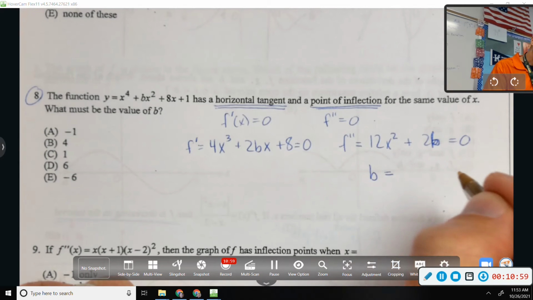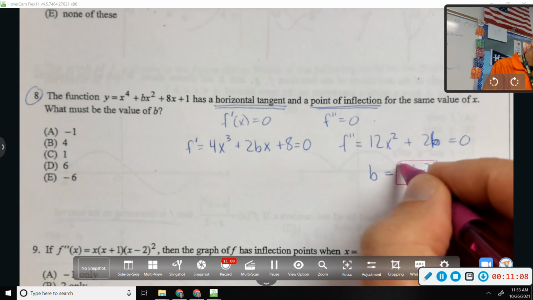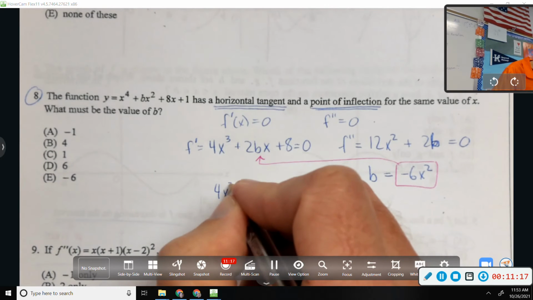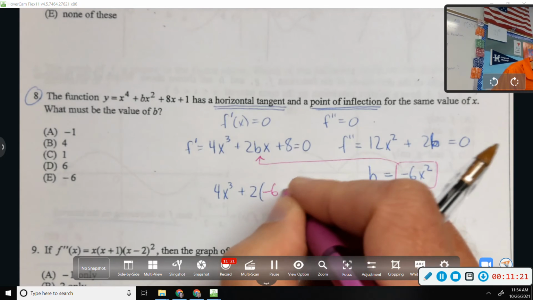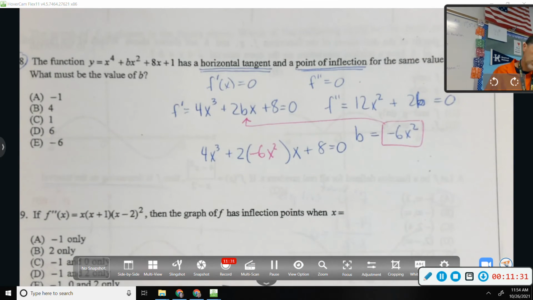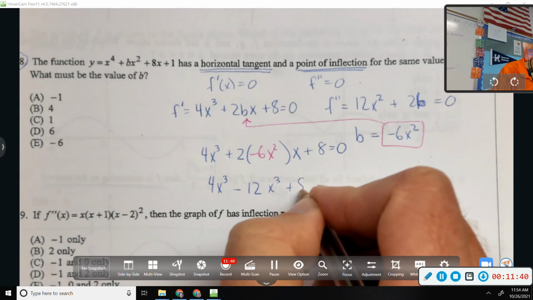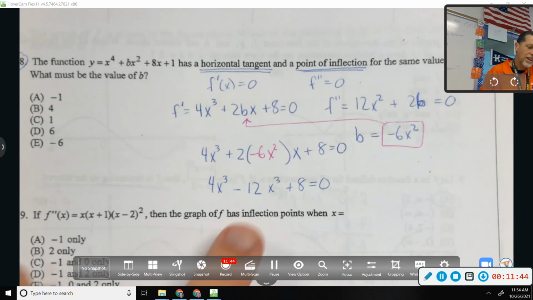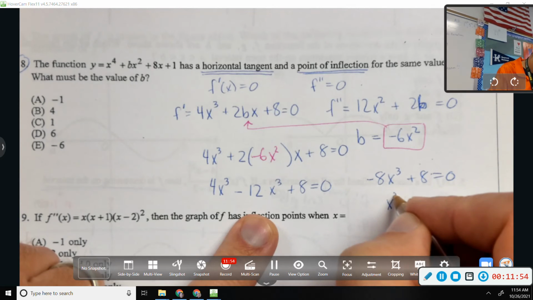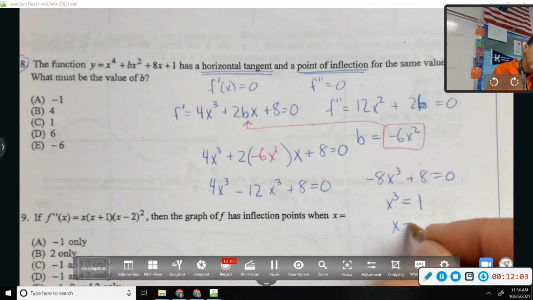Let's instead solve for b. b would be negative 6x squared. So this is like algebra 1, algebra 2 stuff. 4x cubed plus 2 times b, which is now negative 6x squared, times x, plus 8 equals 0. So 4x cubed minus 12x cubed plus 8 equals 0. Oh, that was kind of nice. Negative 8x cubed plus 8 equals 0. So x cubed equals 1. No, just 1. Which means x equals 1.